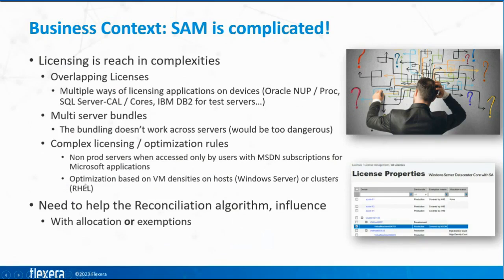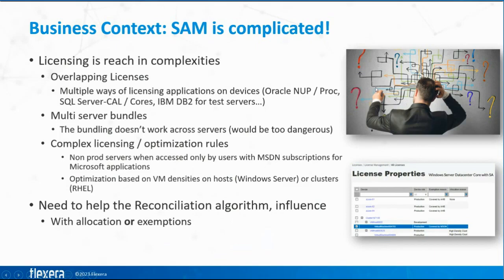Same for Red Hat Linux. You need to license Red Hat Linux by cluster, but you may have some high-density clusters where on average you have, let's say, 5 virtual machines per host, or low-density clusters, which are not specialized to Red Hat, for instance. And in all these cases, if you don't help the reconciliation algorithm, it will probably do the best thing possible, but the allocations or the exemptions will actually help in these cases. So that's a little bit the picture.